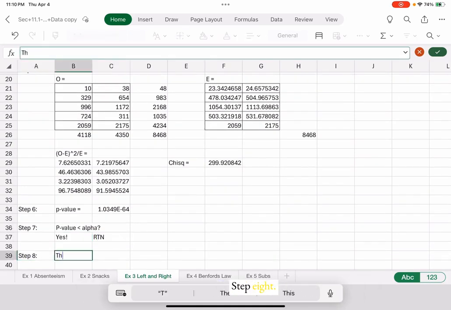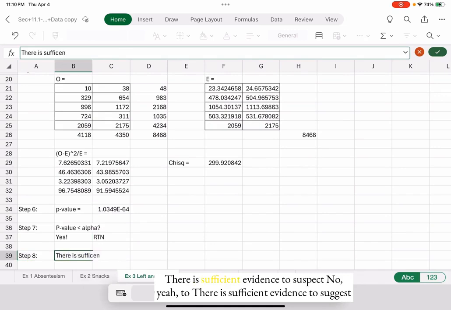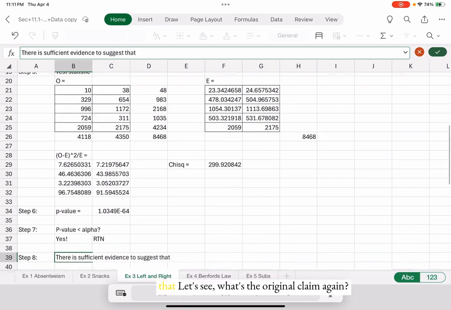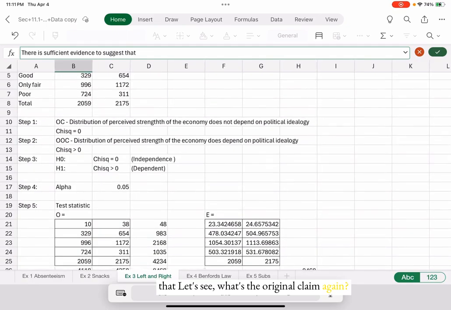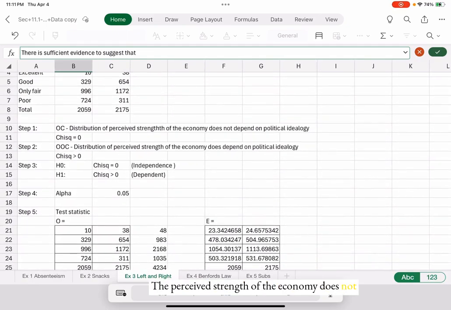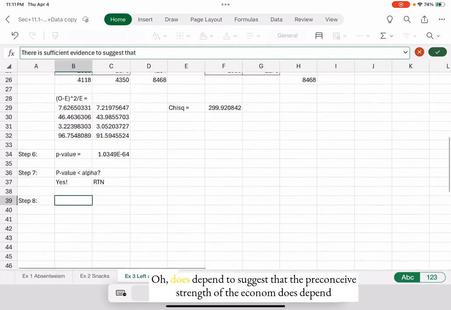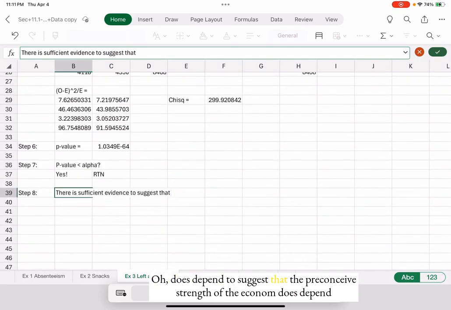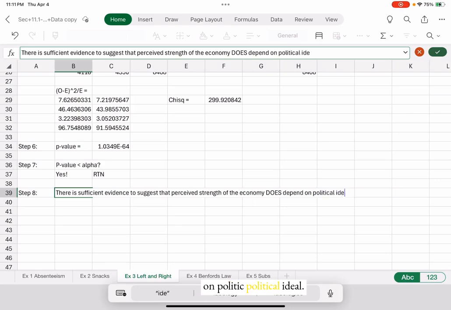Step 8. There is sufficient evidence to suggest that, let's see, what's the original claim again? The perceived strength of the economy does depend on political ideology.